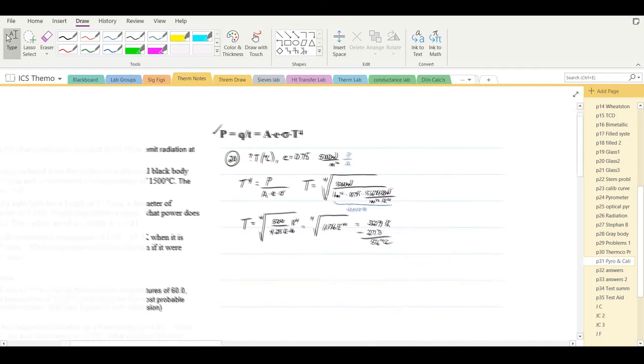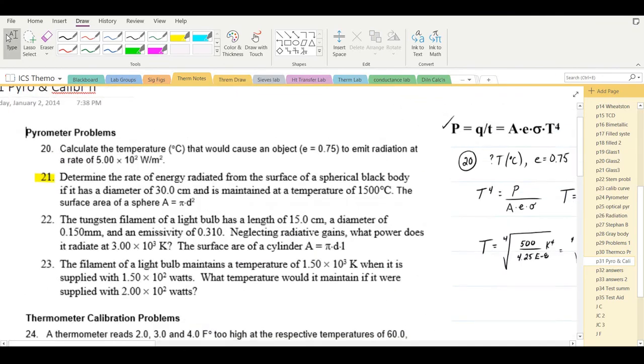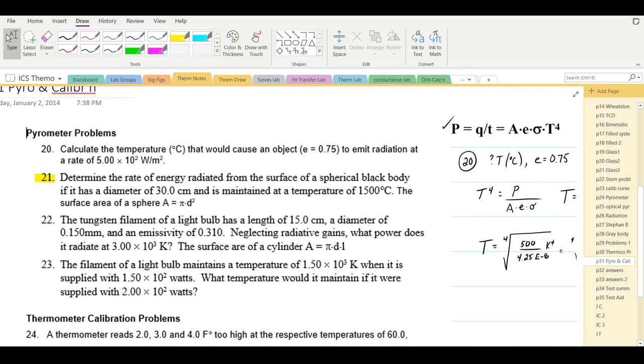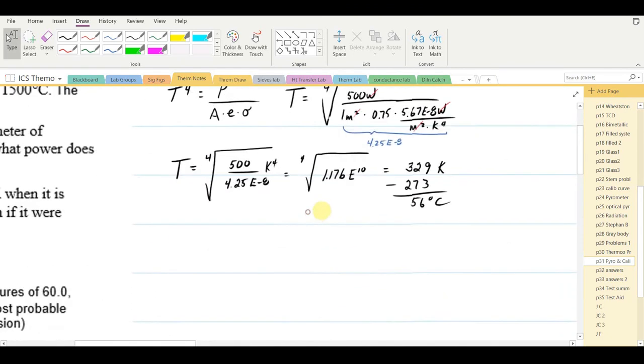All right, let's try number 21. Number 21 says, determine the rate of energy radiated from the surface of a spherical black body if it has a diameter of 30 centimeters and it's maintained at a temperature of 1500 degrees Celsius. We're given the formula for the surface area of a sphere. Area is pi d squared. All right, let's write that down.